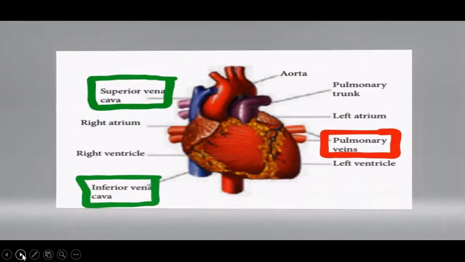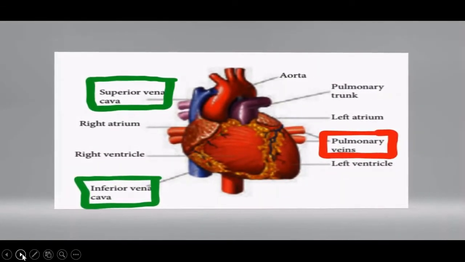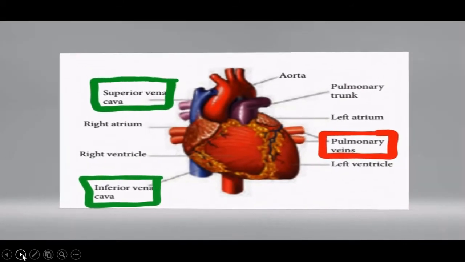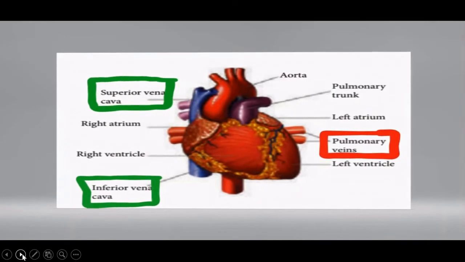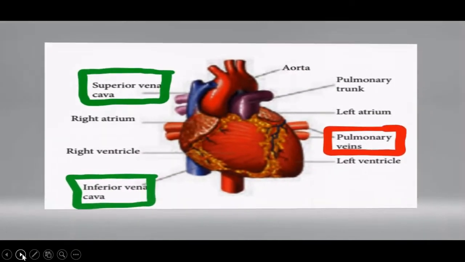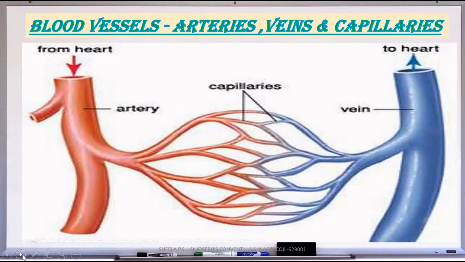Coming to veins, the main veins are the inferior vena cava and superior vena cava. Veins carry deoxygenated blood from the body parts to the heart, except the pulmonary vein. The pulmonary vein carries oxygenated blood from the lungs to the heart. The third one, the capillaries. Arterioles branch and unite to form capillaries, which then form venules and veins. Capillaries are formed of a single layer of endothelial cells and they exchange nutrients, waste and oxygen with tissues at the cellular level.